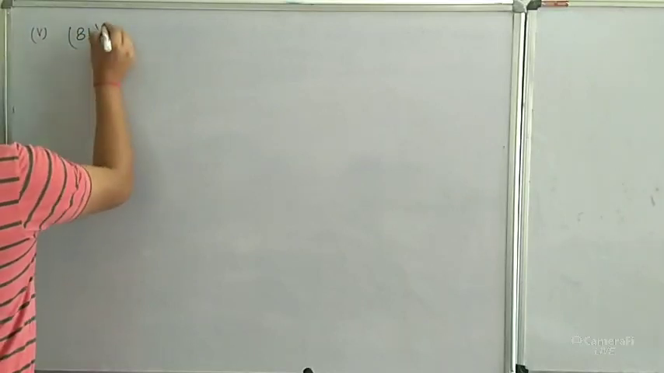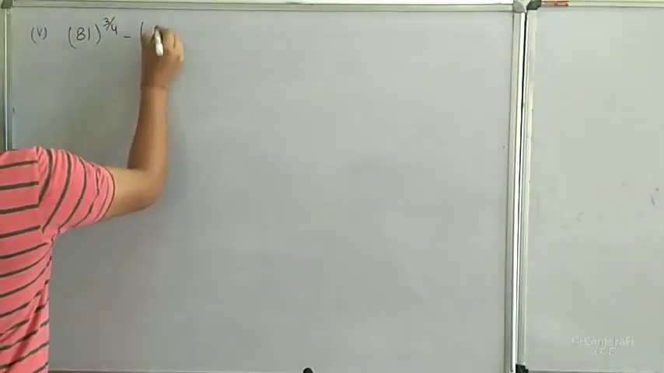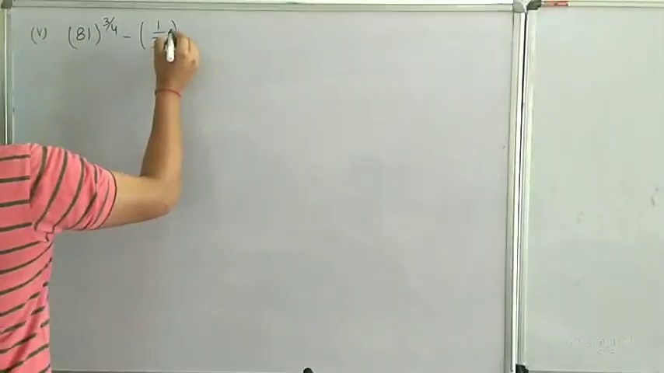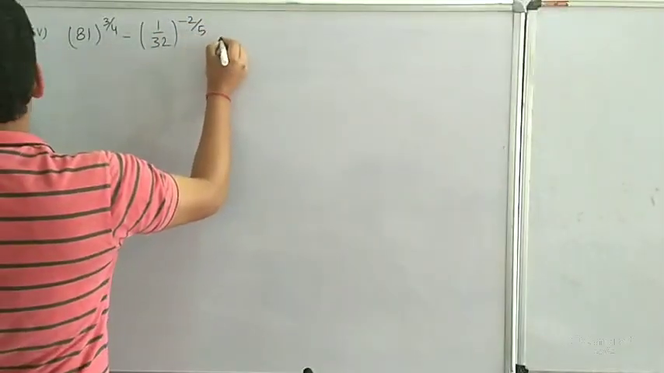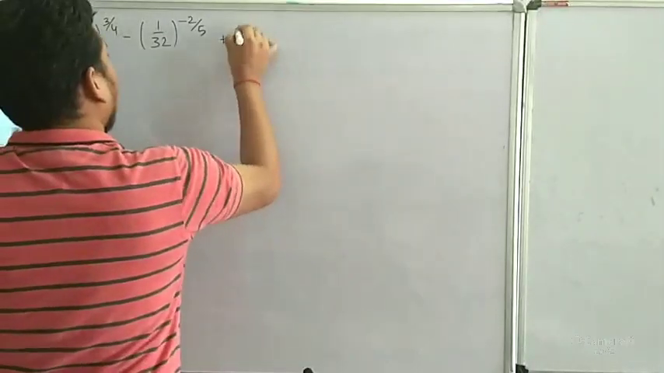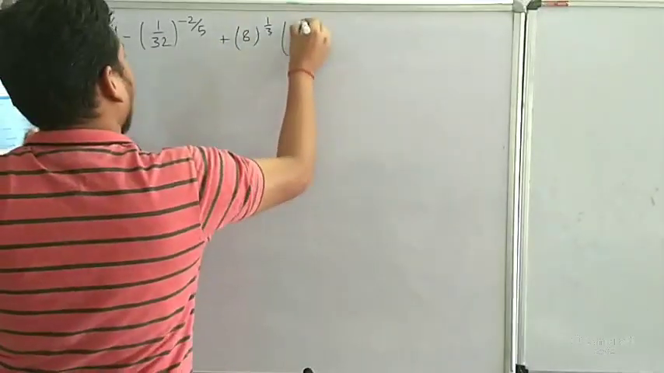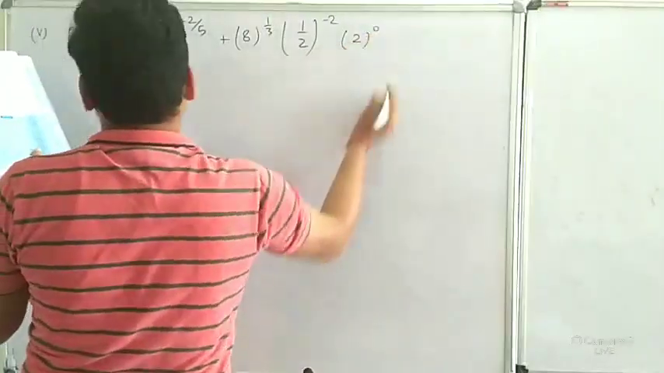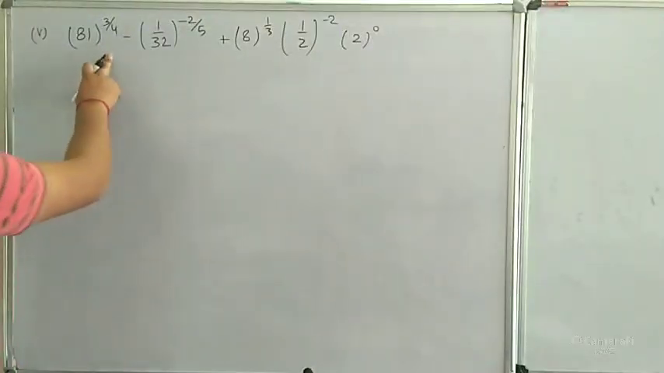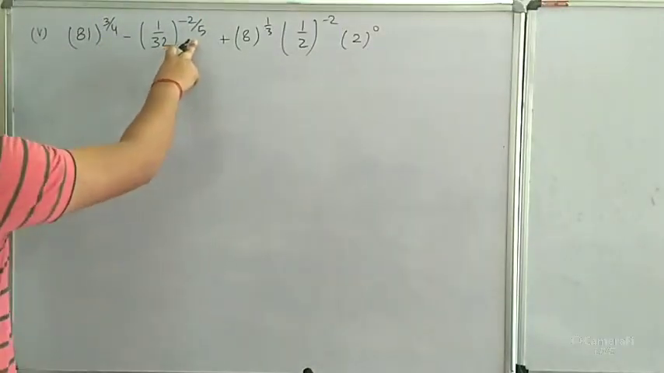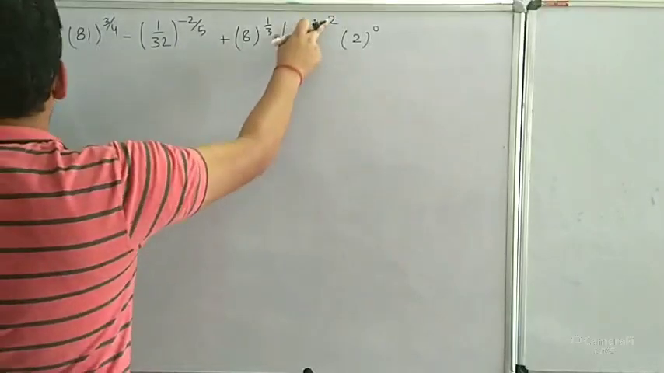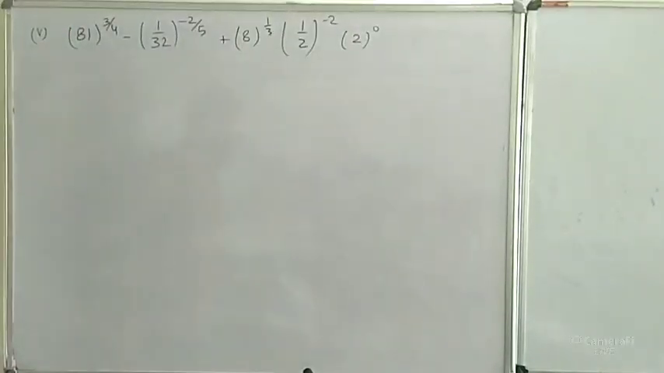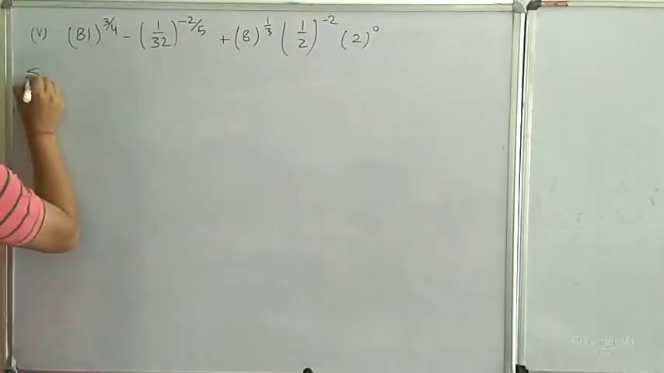81 whole to the power 3 by 4 minus 1 by 32 and whole to the power minus 2 by 5 plus 8 whole to the power 1 by 3, and 1 by 2 whole to the power minus 2 into 2 to the power 0. Okay, 81 to the power 3 by 4 minus (1 by 32) to the power minus 2 by 5 plus 8 to the power 1 by 3, (1 by 2) to the power minus 2 and 2 to the power 0. It is the next question. Now the solution of this part.